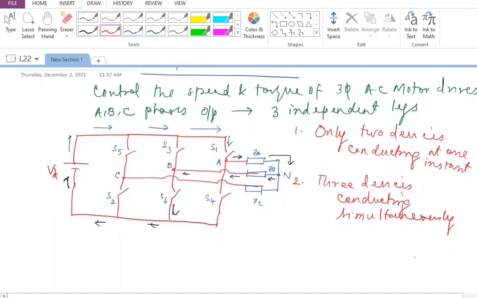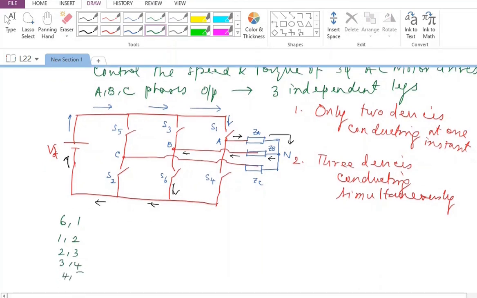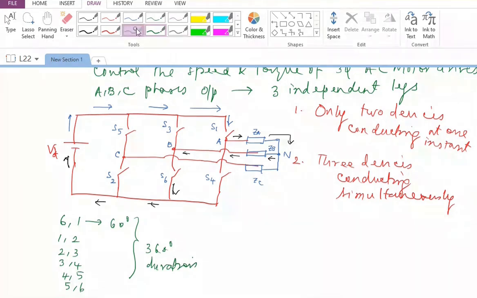So this essentially tells us that I can have 6 and 1, or 1 and 2, or 2 and 3, then 3 and 4. Then I can have 4 and 5 and 5 and 6. And each combination would cover 60 degrees duration. So 6 multiplied by 60 degrees will be 360 degrees duration. In this particular case, if you look at it, 1 conducts for this 60 degrees and this 60 degrees. 2 conducts for this 60 degrees and this 60 degrees. So every device would conduct for 120 degrees. So this particular pattern is known as 120 degree conduction mode.